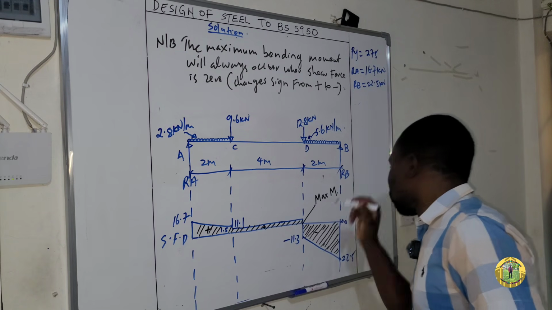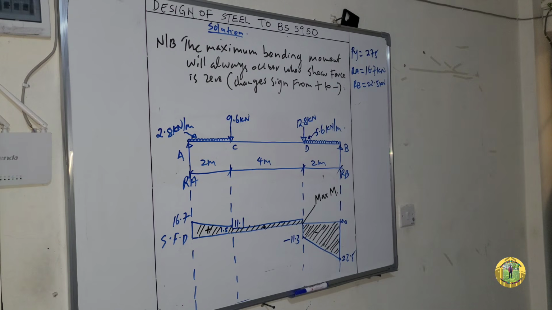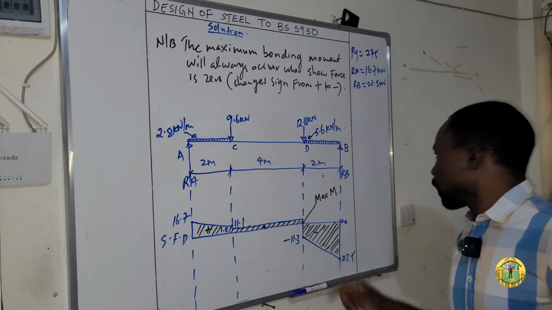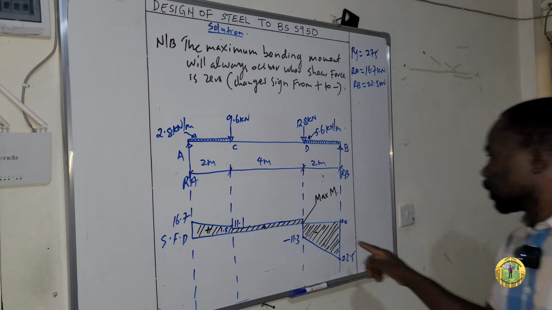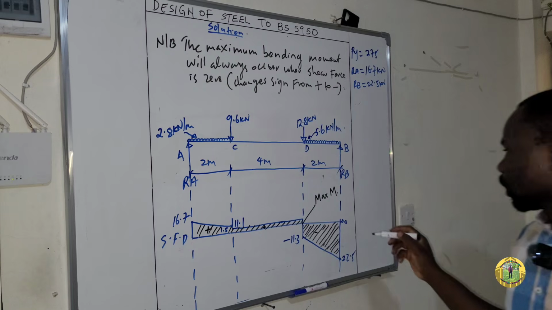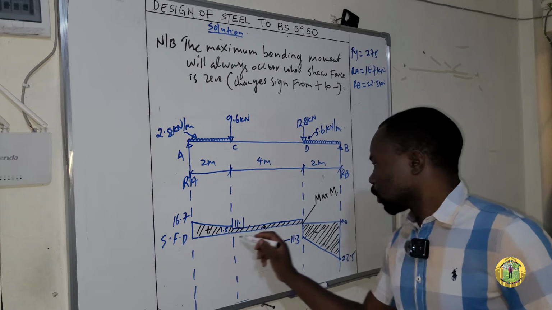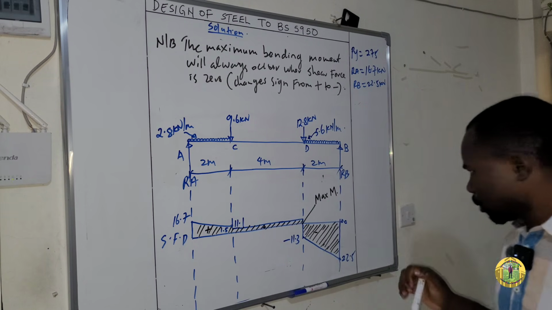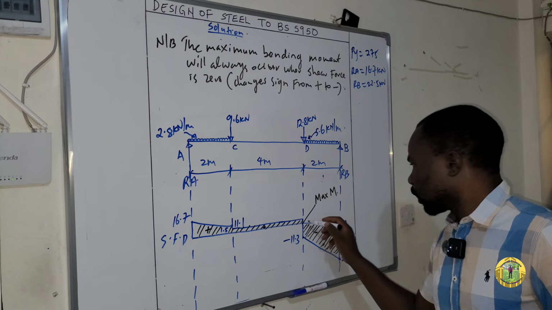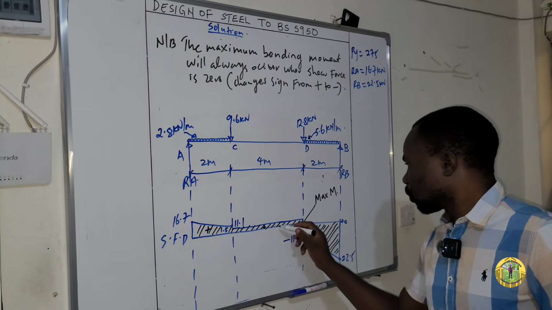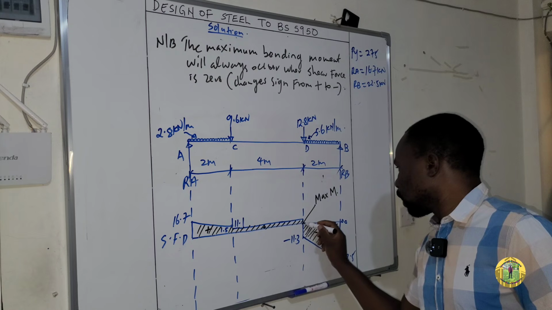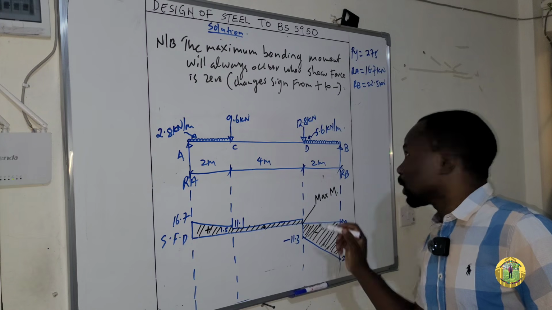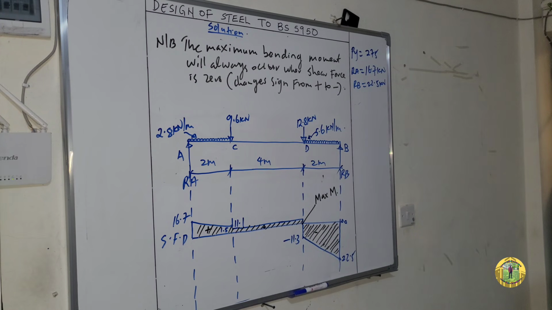Now we want to calculate the maximum moment at this point, because it is the point where the shear force is zero. As you can see, this is a zero line or a zero baseline. And it is also where the shear force is changing from positive to negative. So let's now find the maximum moment at this point.